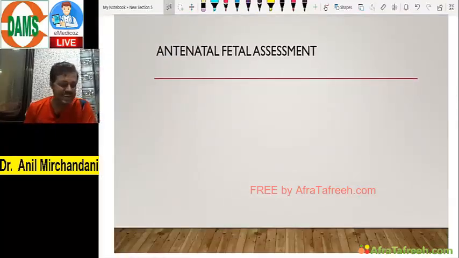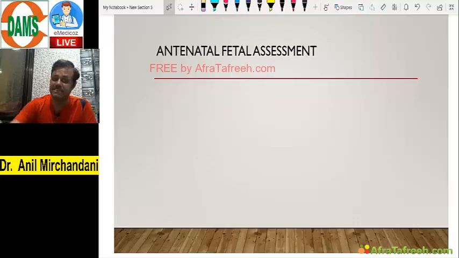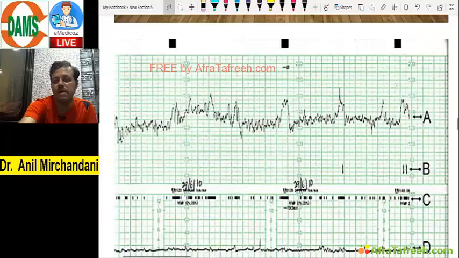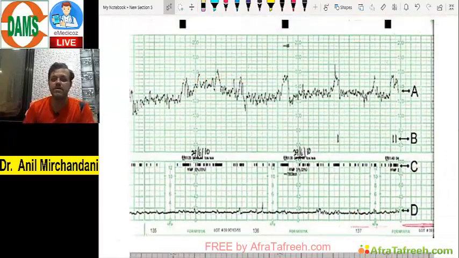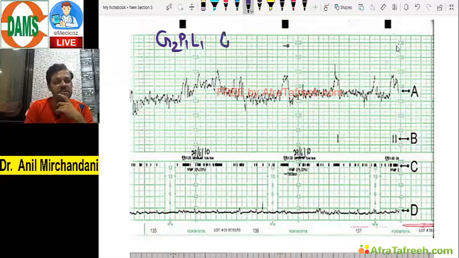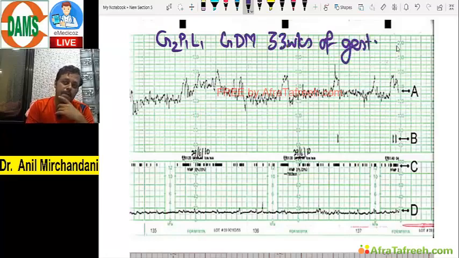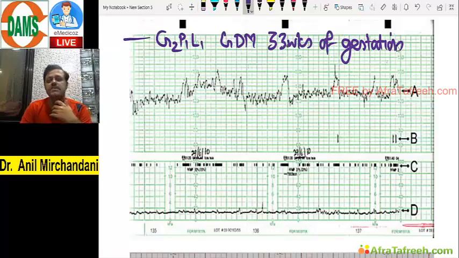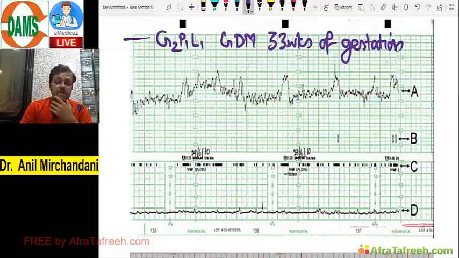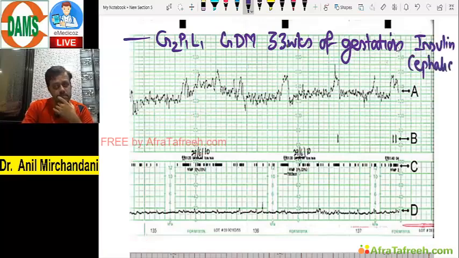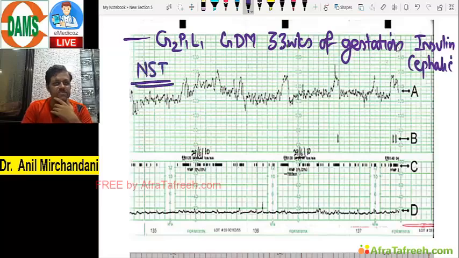Then comes the question on antenatal fetal assessment techniques. Here I would present to you some pictures only, not the whole description. This is a picture of a patient who is gravida 2, para 1, living 1, gestational diabetes mellitus, 33 weeks of gestation, on insulin therapy and cephalic presentation. Firstly, what is this picture of? This picture is of a non-stress test.